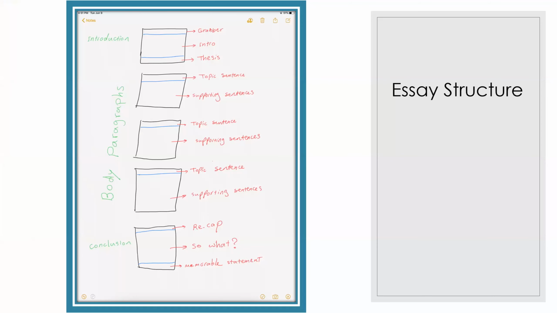All right, first, let's take a look at the structure of the whole essay. As you see here in this photo, there are 5 paragraphs. The first one is introduction, the second, third, and fourth are body paragraphs, and the last one is conclusion. We will take a look at each one of them one by one. An introduction has 3 parts: grabber, intro, and thesis. Body paragraphs have 2 parts: topic sentences and supporting sentences. And a conclusion has 3 parts: recap, so what, and memorable statement. Let's get into more details.